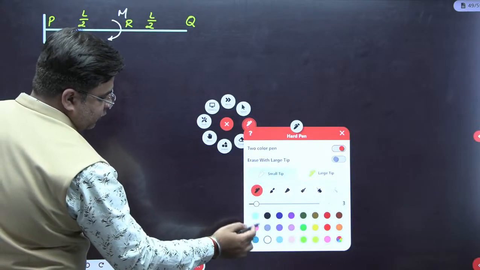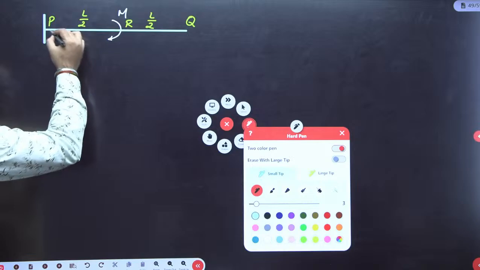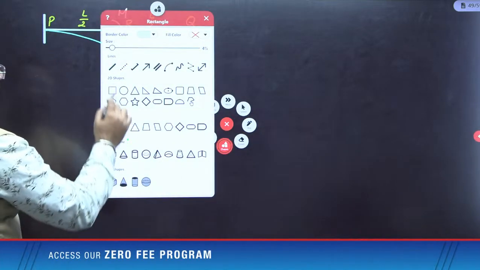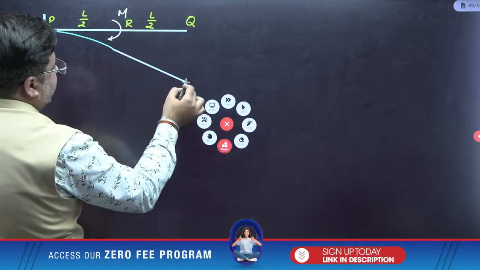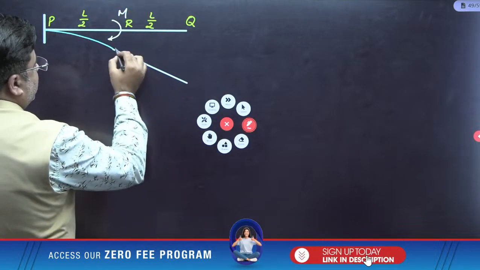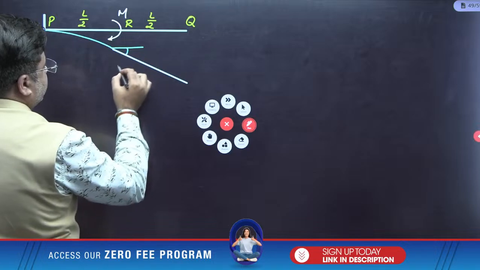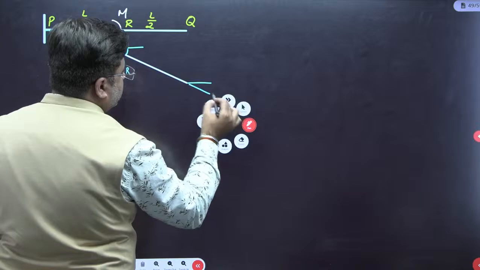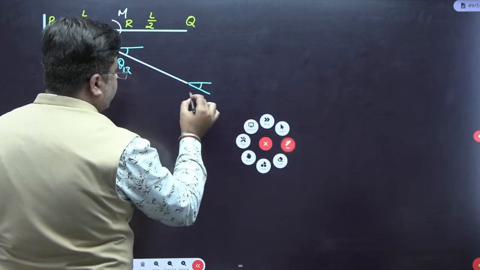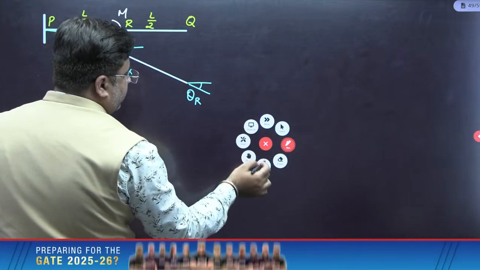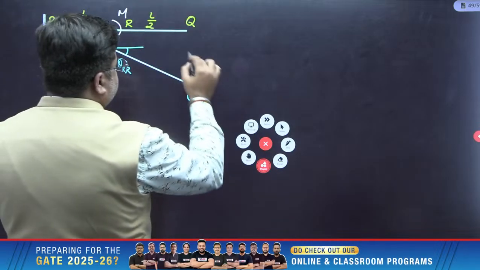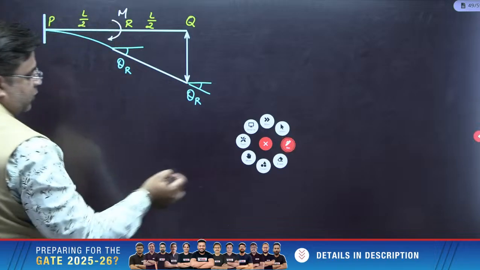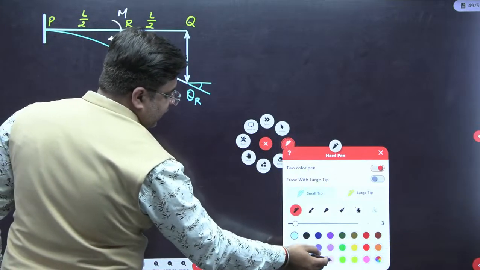Check this out. This is how the beam is going to bend. So till point R there will be bending, and then after R there will be no bending like this. Means whatever will be the slope at R, theta R, the same will be the slope at Q. But we are worried about this deflection. This is delta Q. Now check this out. This delta Q can be calculated like this.